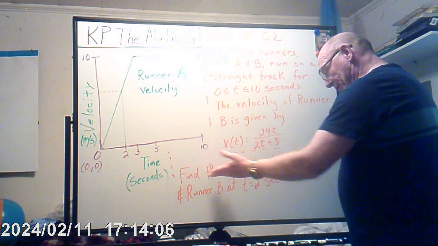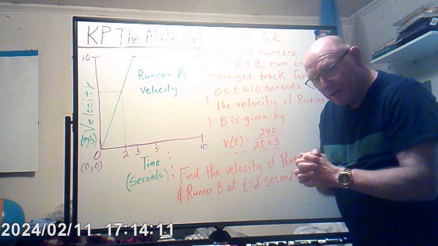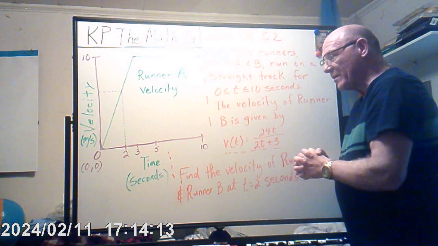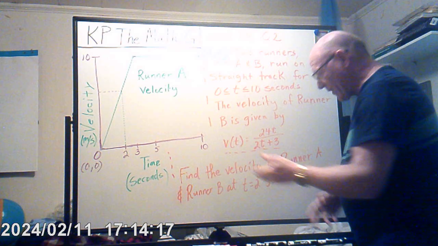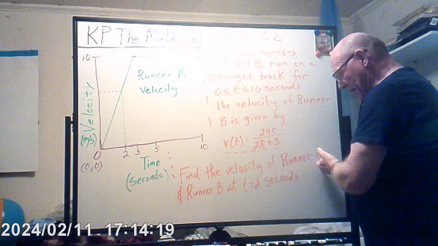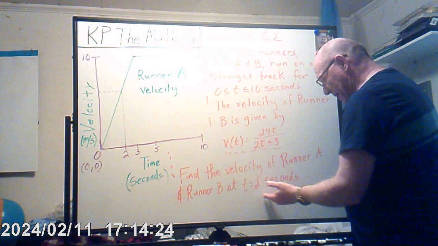So what we've got to do is part A. There are three parts to this. We're going to try to get to all three. We might not, but I'm going to at least try to get A and B for sure. Find the velocity of runner A and runner B at time t equals 2 seconds.